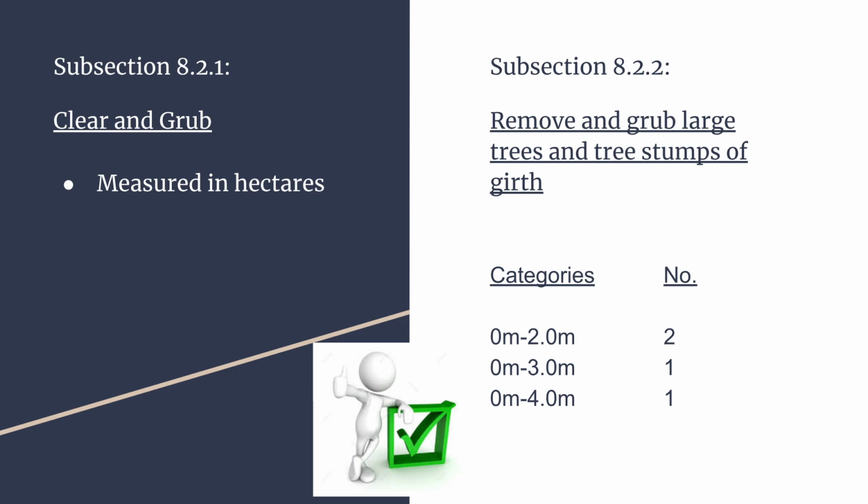The specifications of subsection 8.2.2 require the removal of large trees and stumps to be measured in number and to be separated according to various girth categories. The BOQ has separated according to various girth categories and therefore has met the requirements.